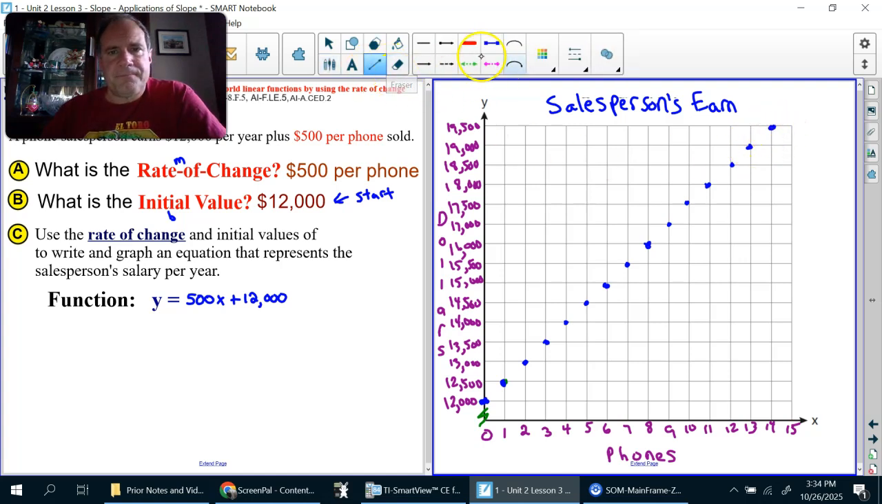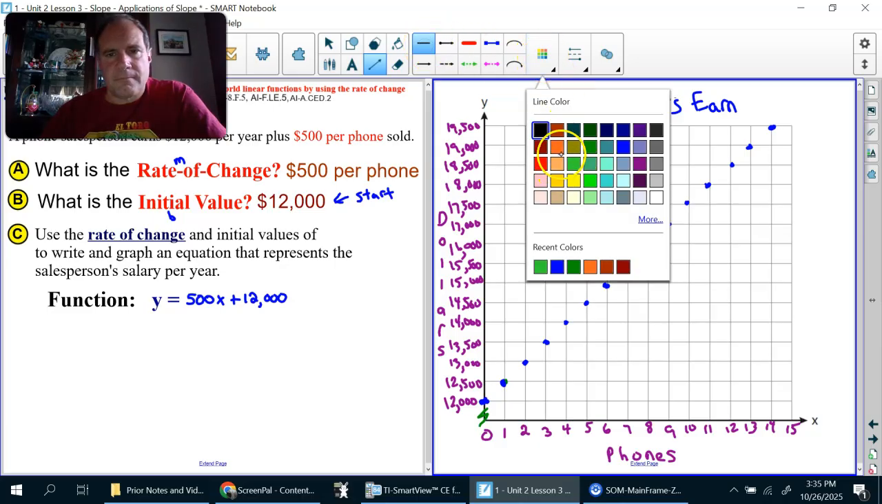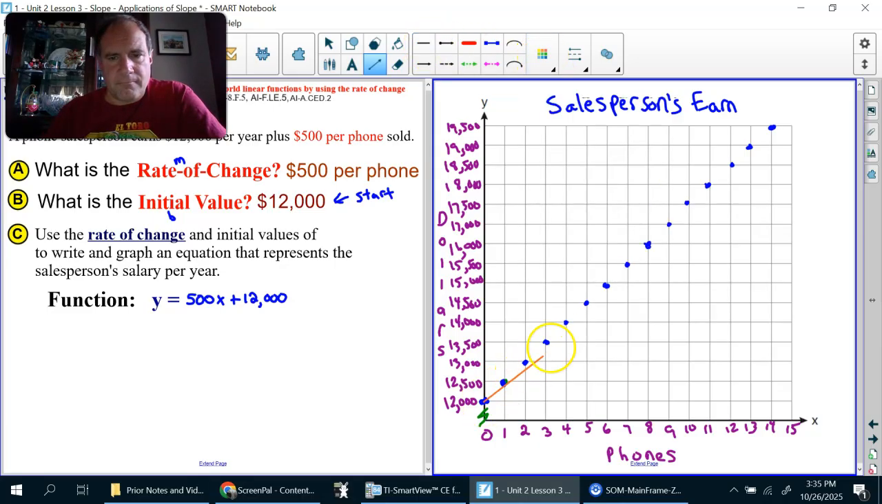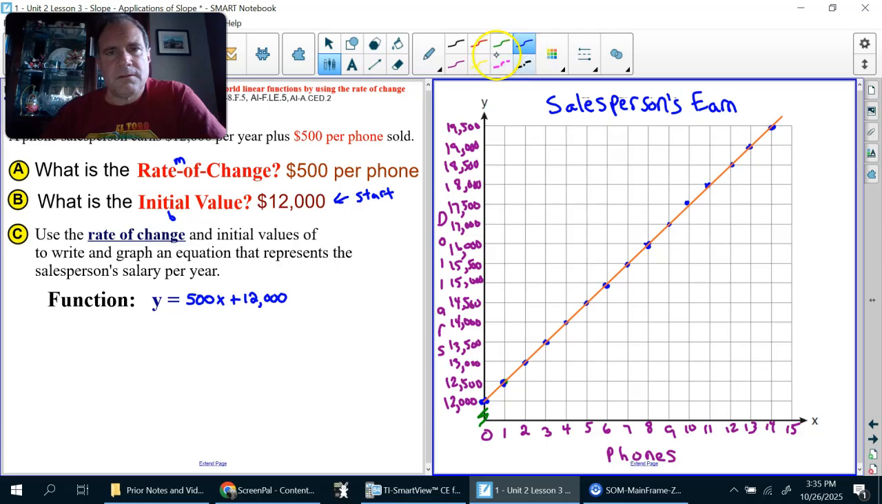Just like that. Connect the points. Put your arrow. Put your equation on the line. $12,000. And that is it. Not terrible, right? You remember, you begin at B, the initial value.